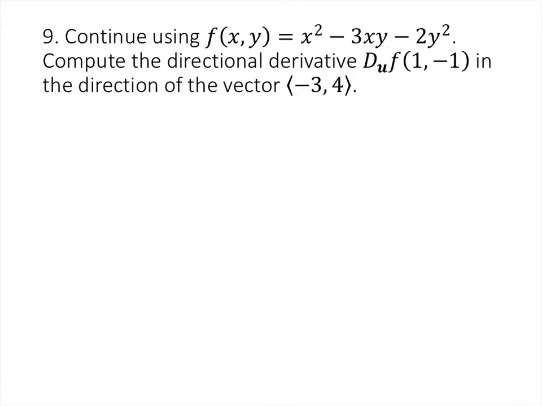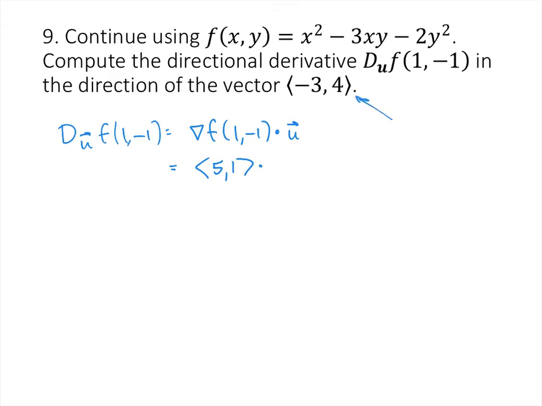Now for the same function, we're asked to compute a directional derivative. So the directional derivative, D sub u of f at (1, negative 1), is the gradient of f at the point (1, negative 1), dotted with the unit vector that points in that direction. Now we already know the gradient vector is (5, 1). Well, what's the unit vector? We have to be careful here. It's not the vector (negative 3, 4), because (negative 3, 4) is not a unit vector.